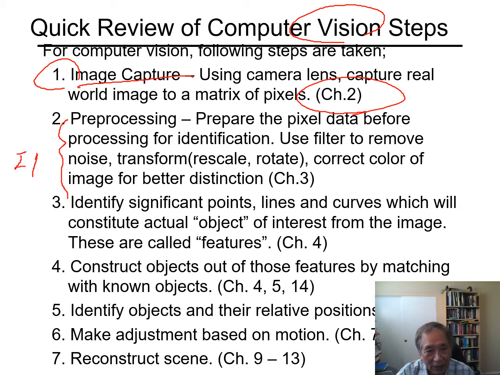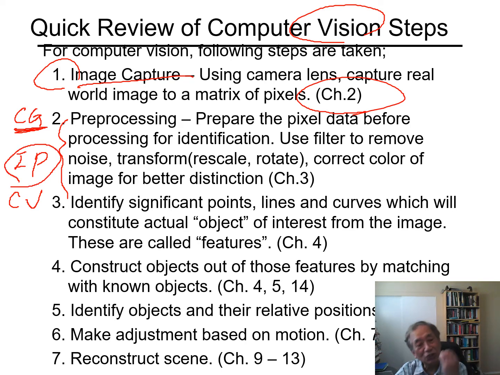I once gave a homework asking what the difference is between computer graphics, image processing, and computer vision. Some people gave good answers, some weren't very satisfactory. Computer graphics is the process of creating, generating an image from data. Image processing is the process of generating data from an image.